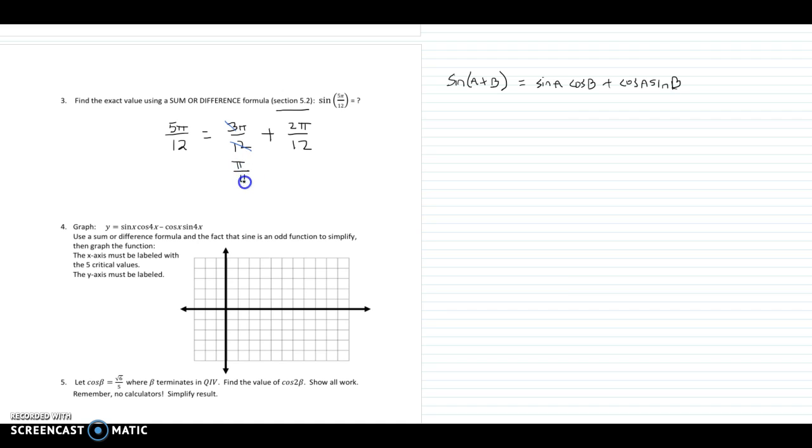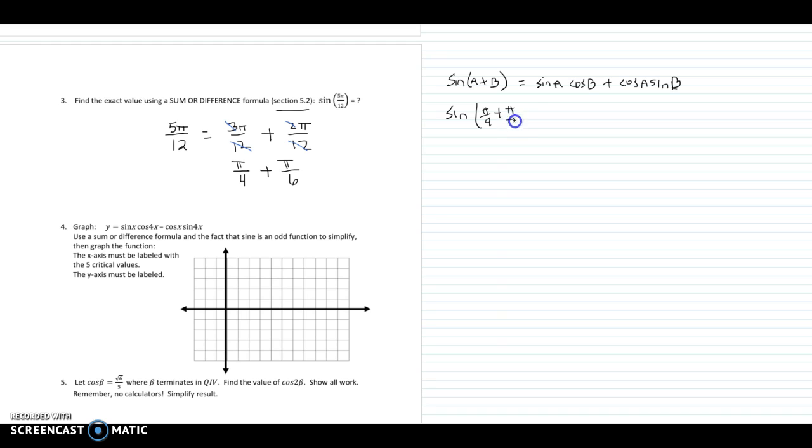So I'm going to use only radian values that are really familiar to me, and in order to do that, I need this cancellation that I'm getting right here. So instead of saying 3 pi over 12 plus 2 pi over 12, I'll say pi over 4 plus pi over 6. So I'm going to come over here, and once again, instead of 5 pi over 12, we just write pi over 4 plus pi over 6.